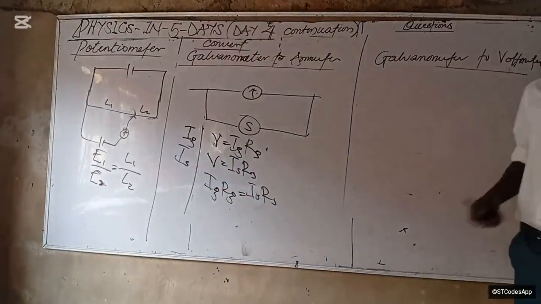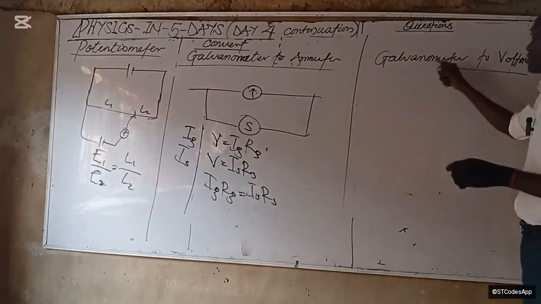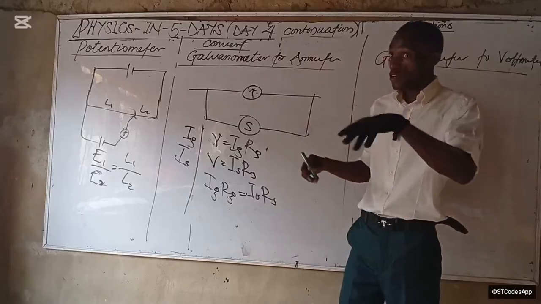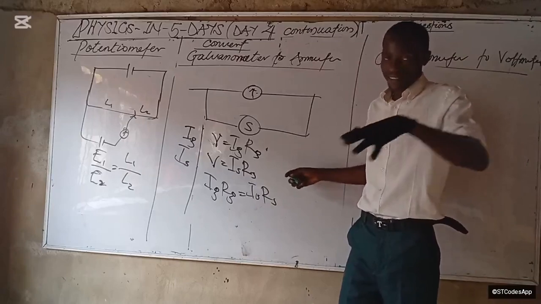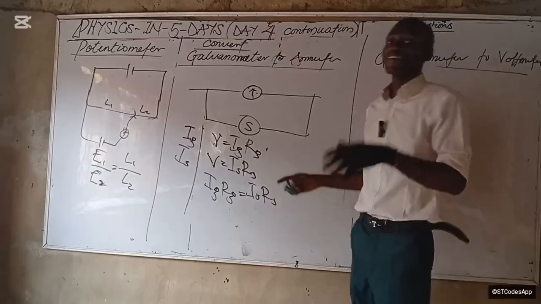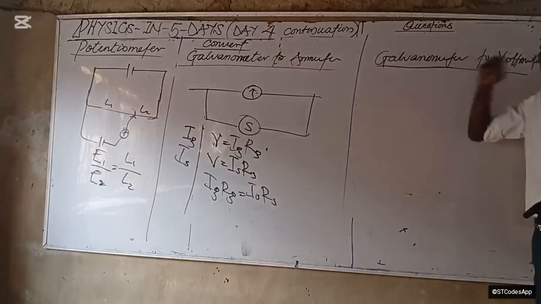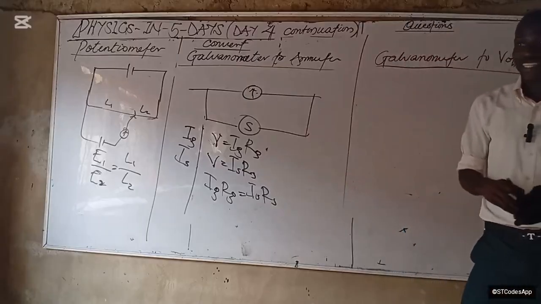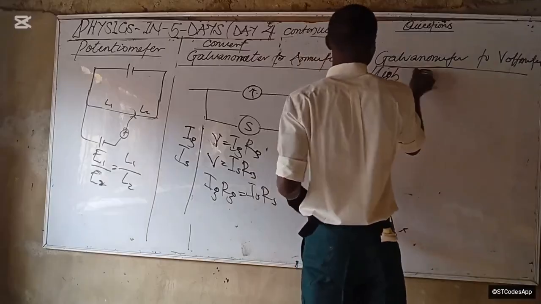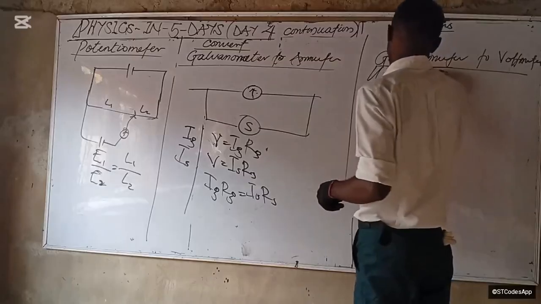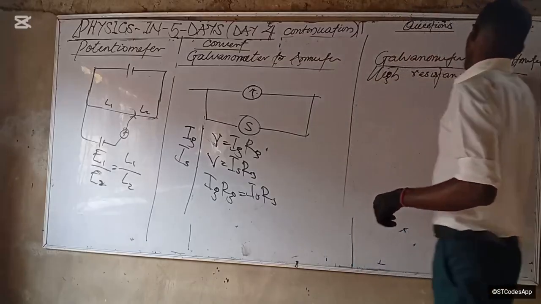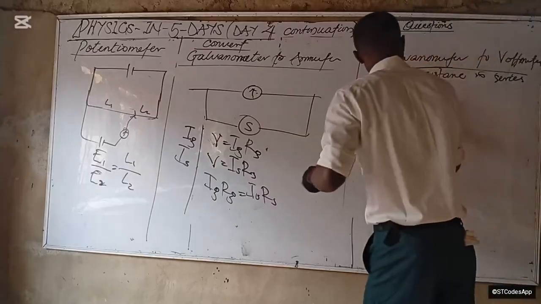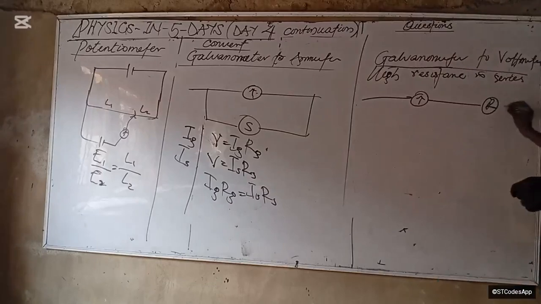Then, to convert a galvanometer to an ammeter, you connect a low shunt in parallel. But to convert a galvanometer to a voltmeter, you connect a high shunt in series, just equal and opposite. Now we don't call it a high shunt, we just say high resistance. A high resistance wire in series.